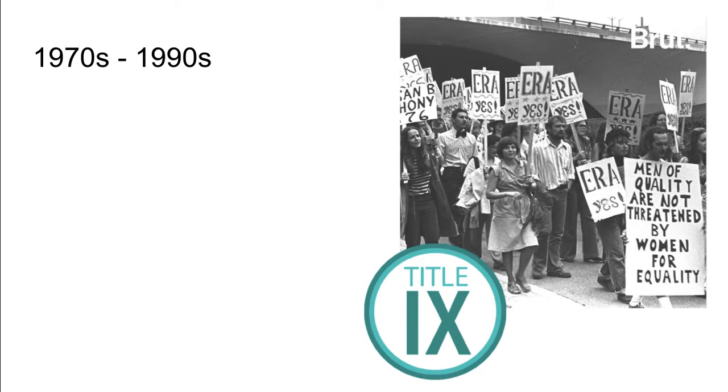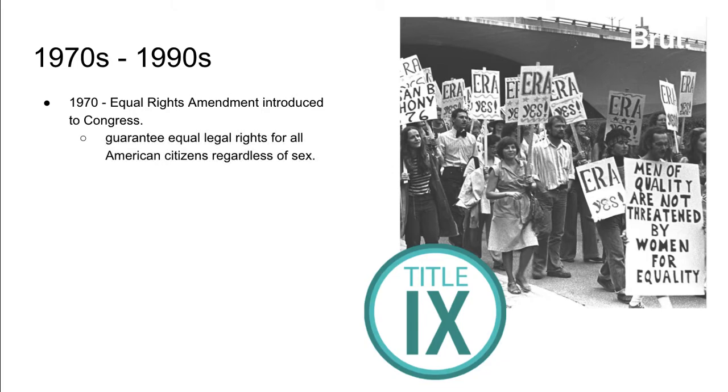Continuing on, now we're getting into the 1970s through the 1990s. In the 1970s, we have what's called the Equal Rights Amendment introduced into Congress. We also refer to this as the ERA. It was a big topic just a couple years ago, but we'll talk about that next week. The ERA essentially asked for a guarantee of equal legal rights for all American citizens regardless of sex. So the idea was that you would be protected legally under the law no matter what your sex was.